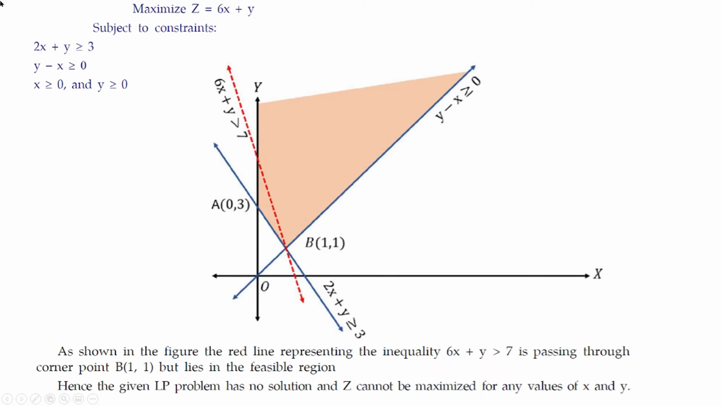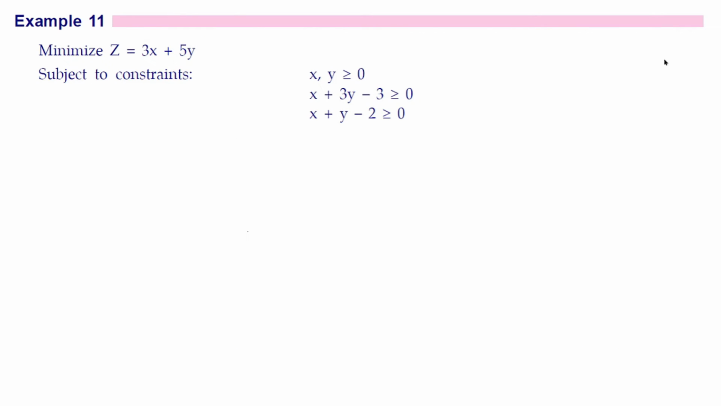So this is how we have to go about when the objective function is to maximize z. Now we will see an example where the objective function is to minimize z. Next question. Here we have another example where we can see that the feasible region is unbounded, but we are able to find an optimum value of z, that is a minimum value of z.